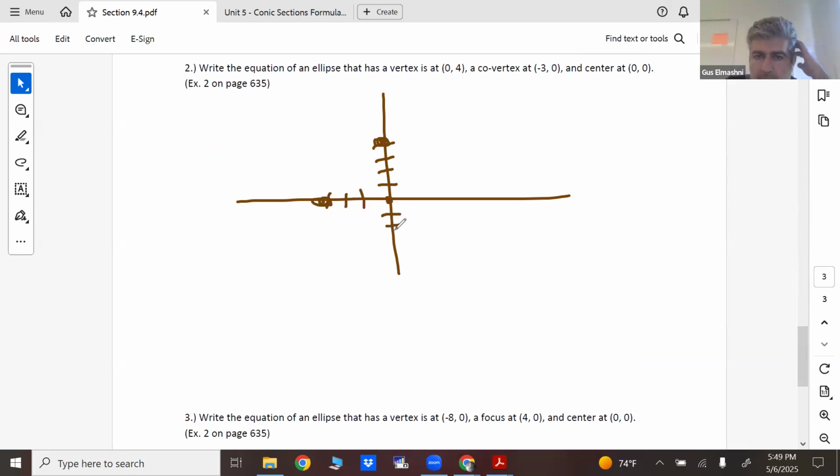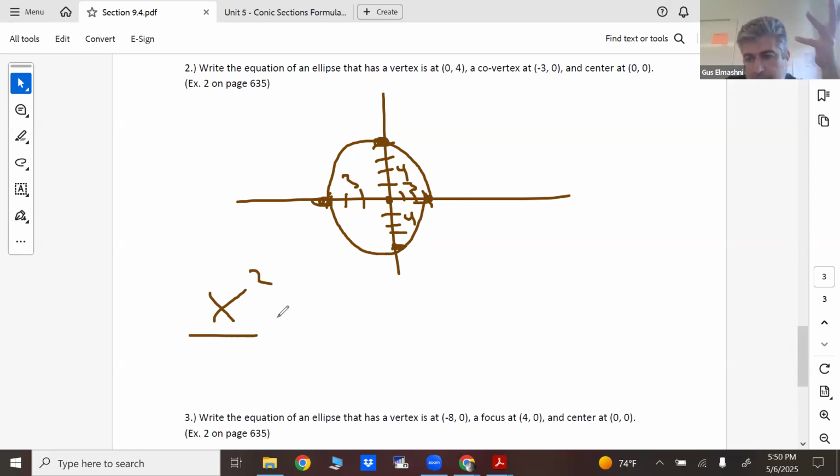So it means that the other vertex is 4 down, and the co-vertex is 3 right. So it kind of looks like this. We're going 4 up, 4 down, 3 left, 3 right. The center's at 0, 0, so h and k are 0, 0. And because we're going 3 left and 3 right, you're going to do 3 squared on the bottom, which is 9. And that's going to be 16 equals 1.